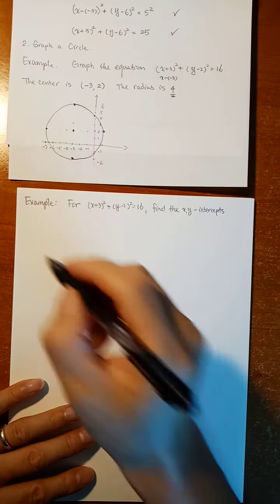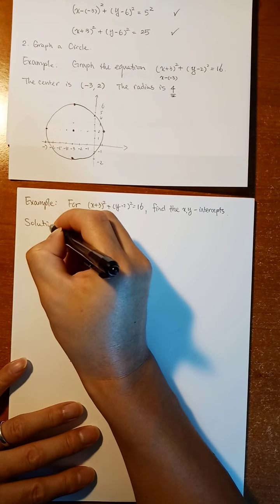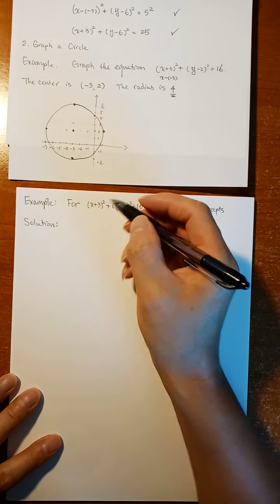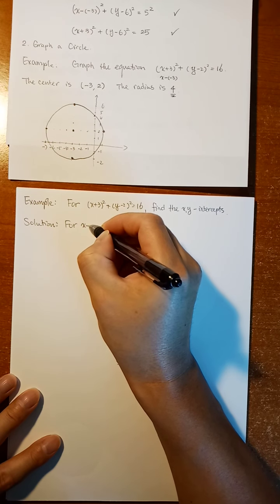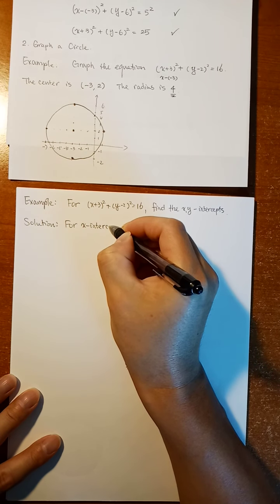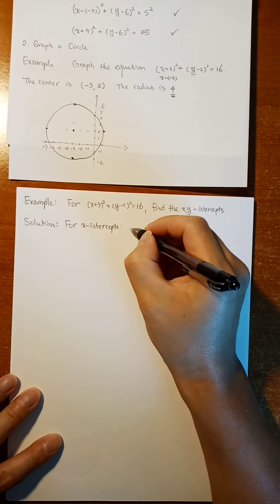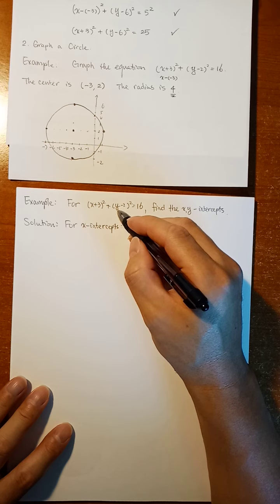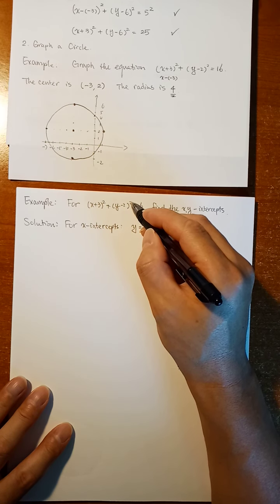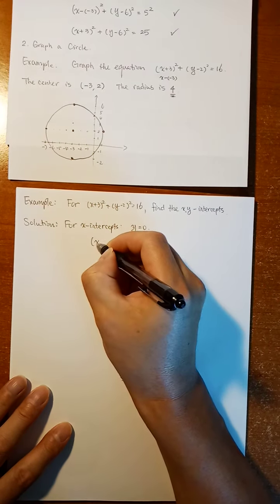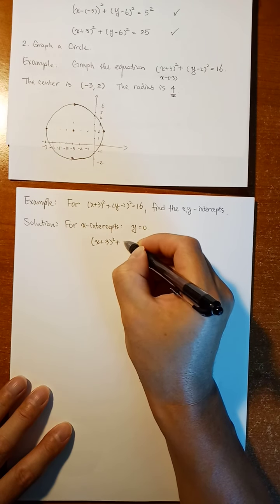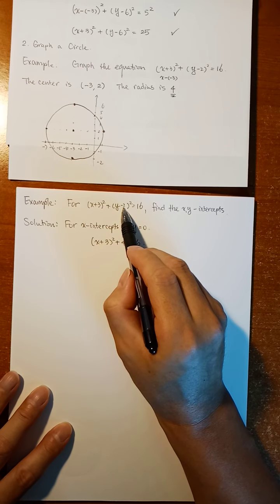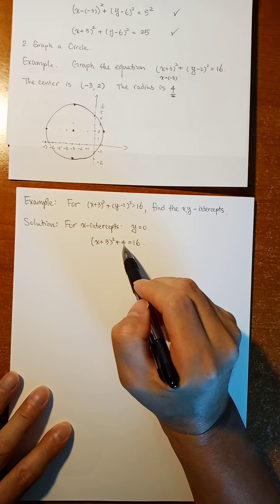Find the x and y intercepts. Okay, not too difficult. For the x-intercept, y is 0, right? So you let y be 0. So 0 minus 2 is negative 2, negative 2 squared is 4. So you get (x plus 3) squared plus 4 is equal to 16, right?